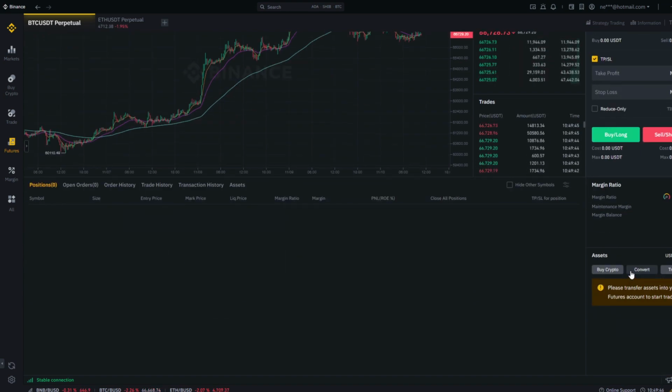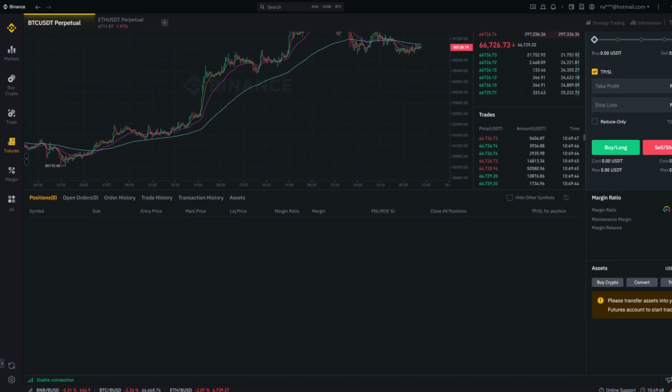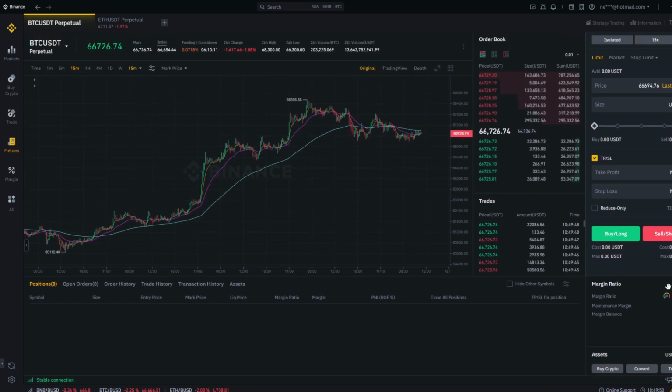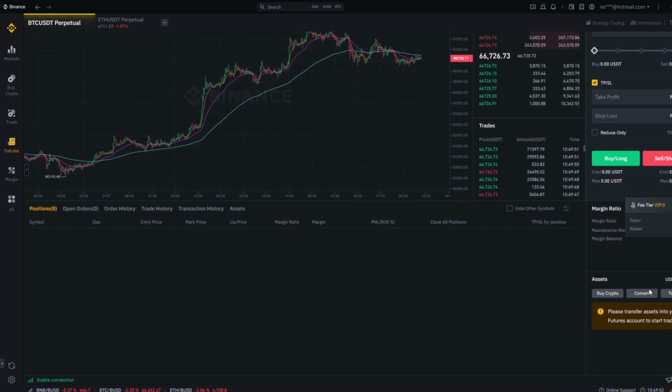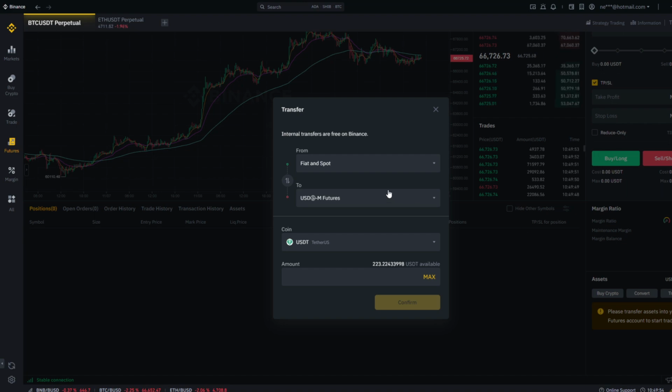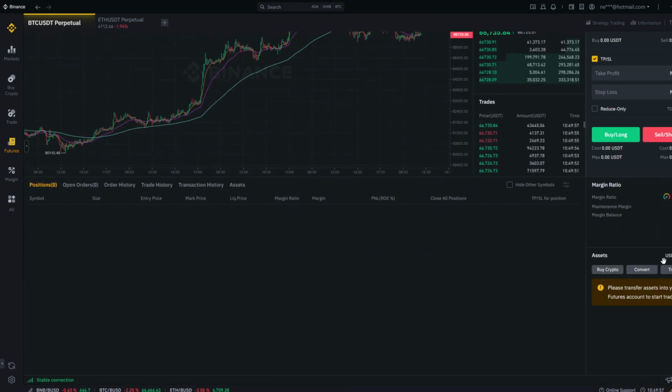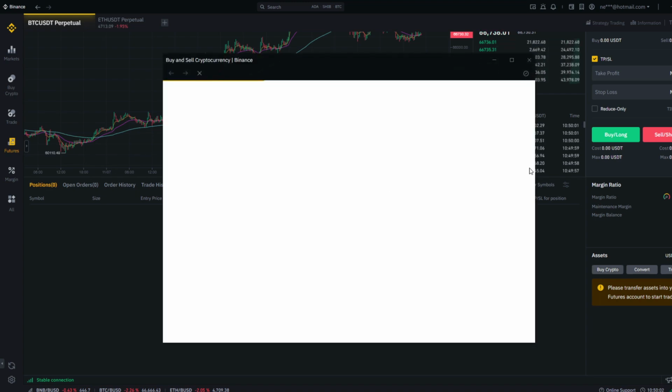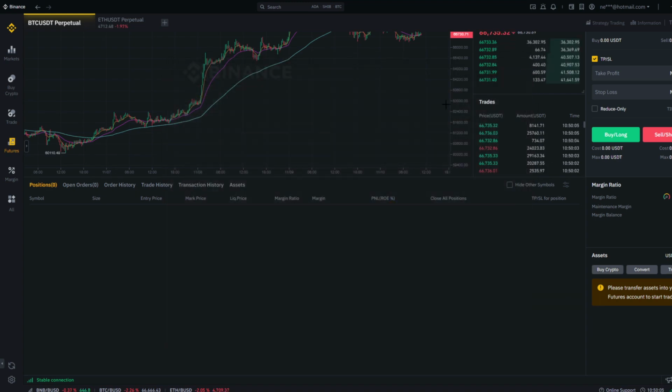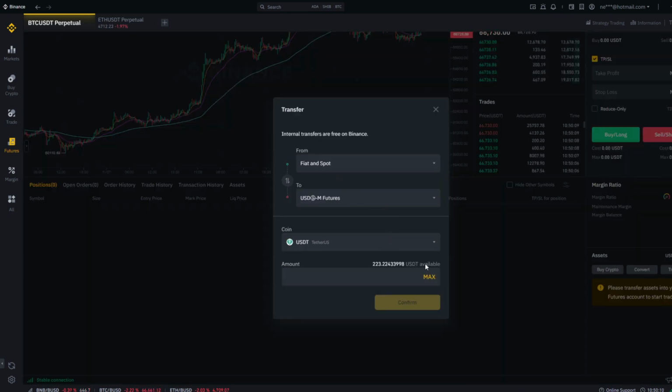And so first thing I'm gonna do here is transfer some funds into my futures wallet. See, right now it's empty, it's at 0 USDT, so I'm gonna just transfer from, and how you do that is you scroll down, and on the right side you have buy crypto, convert, and transfer. So obviously you can even buy directly from here, but since I already have some crypto in my spot wallet, I will just click on transfer and I will transfer everything I have. So that's 223 USDT from my spot, so fiat and spot right here, to my USD futures.